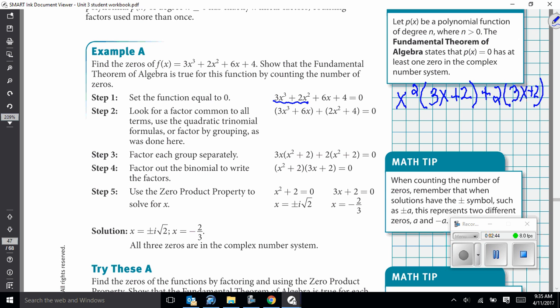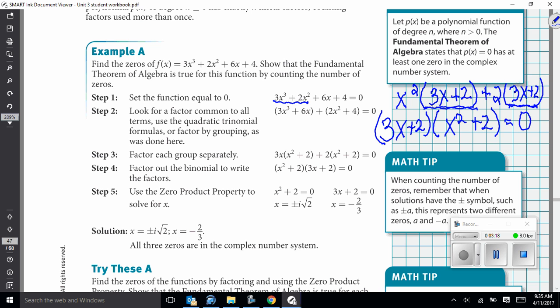They're doing it differently, but are we going to get to the same thing? So then what do I have in common here? I have 3x plus 2, so I can pull that out. And then what's left? When I take out the 3x plus 2, what's left? x squared plus 2. And that equals 0. Even though I chose a different path, did I get the same thing? Yep.